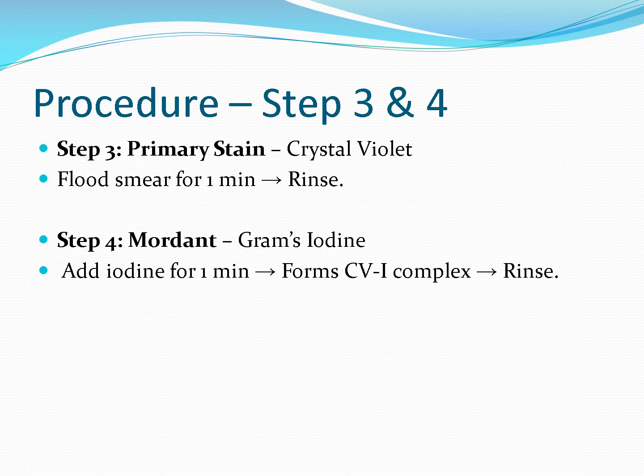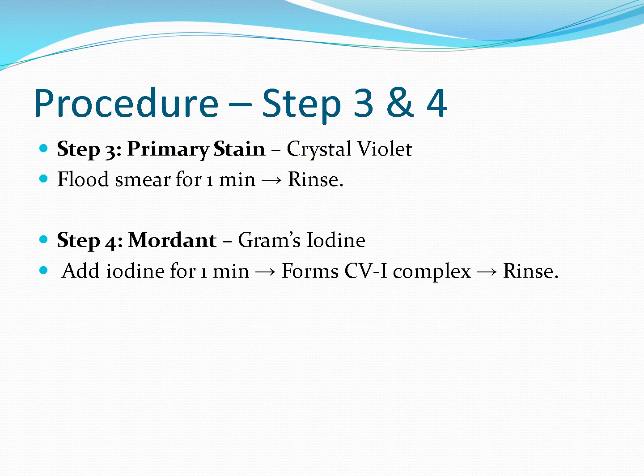Then step 3 is the primary stain. Flood the smear with crystal violet for 1 minute. This is our primary stain. Then gently rinse with water. Step 4 is mordant. Gram's iodine for 1 minute. This acts as a mordant, forming a complex with the crystal violet inside the cell wall.